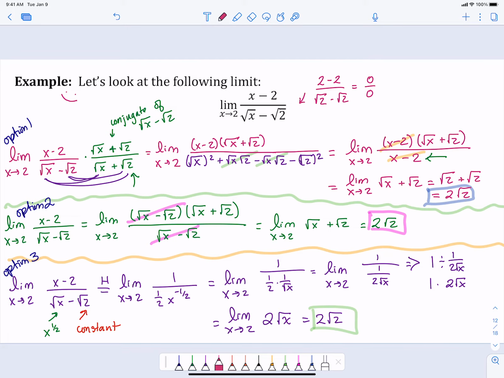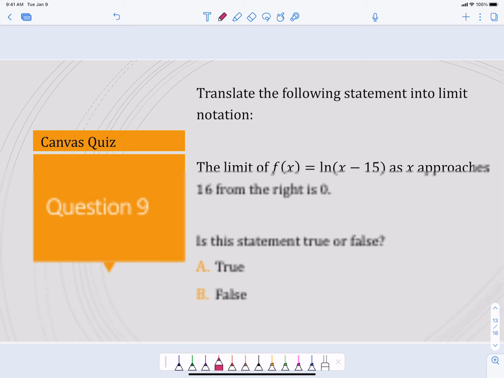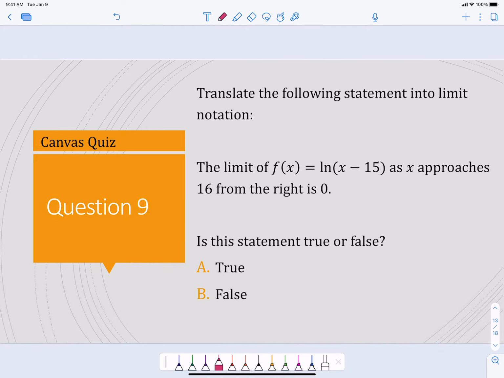All right, we're on our last video for limit applications. So let's move away from that algebra and over here to one more Canvas question. Let's translate this statement into a limit, and then decide if it's true or false. Again, I'll give you a second if you would like to pause the video.